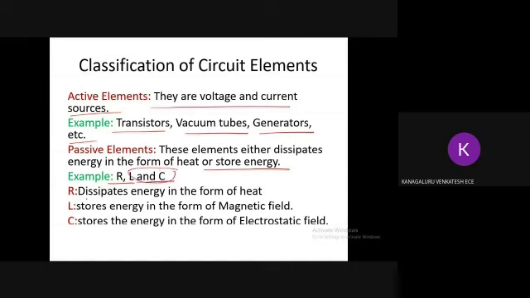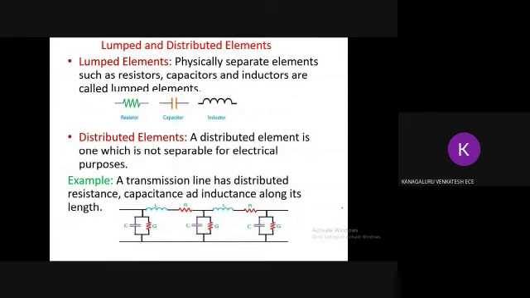Okay, so as I said, a resistor dissipates energy in the form of heat. An inductor stores energy in the form of a magnetic field. And a capacitor also stores energy, but in the form of an electrostatic field. Okay, this is one category of elements. What is the first category? The first category we put into active and passive elements.